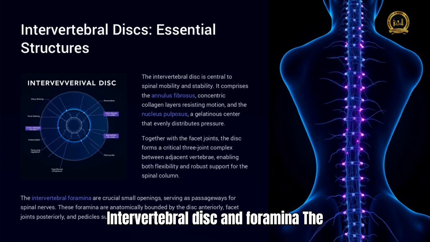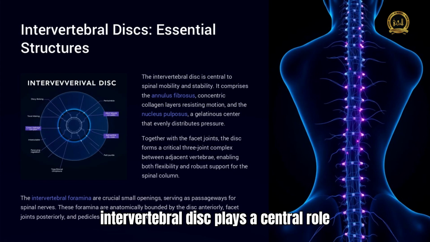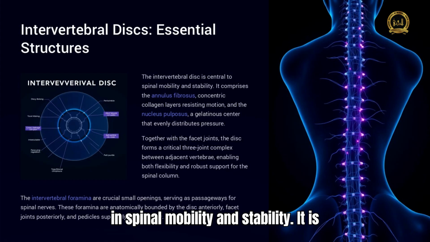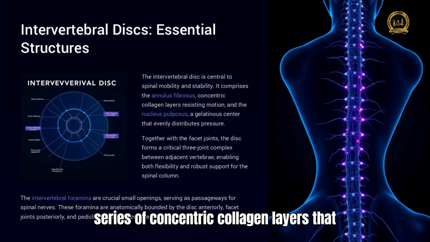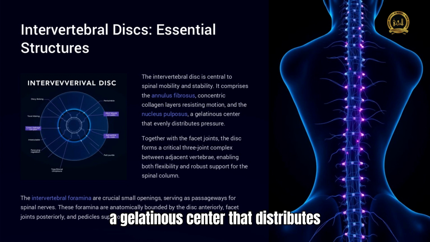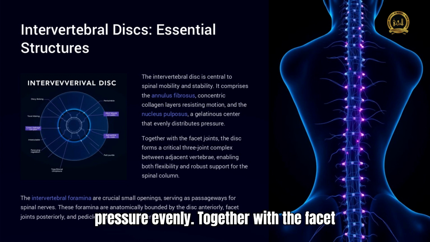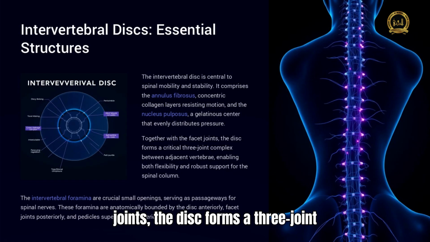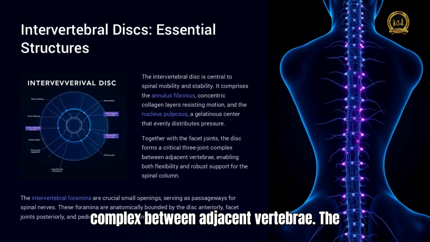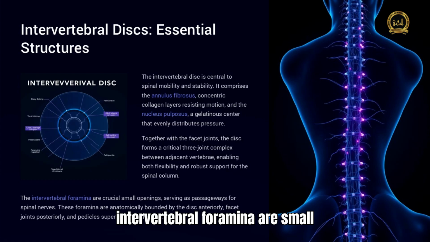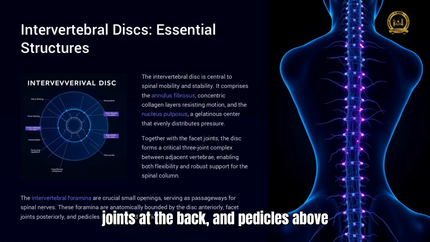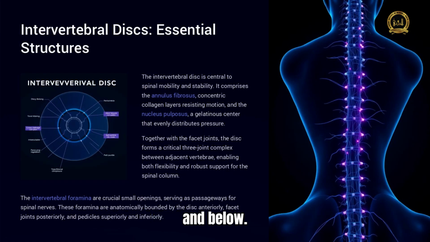Intervertebral disc and foramina. The intervertebral disc plays a central role in spinal mobility and stability. It is composed of the annulus fibrosus, a series of concentric collagen layers that resist motion, and the nucleus pulposus, a gelatinous center that distributes pressure evenly. Together with the facet joints, the disc forms a three-joint complex between adjacent vertebrae. The intervertebral foramina are small openings that serve as passageways for spinal nerves. These foramina are bounded by the disc in front, facet joints at the back, and pedicles above and below.